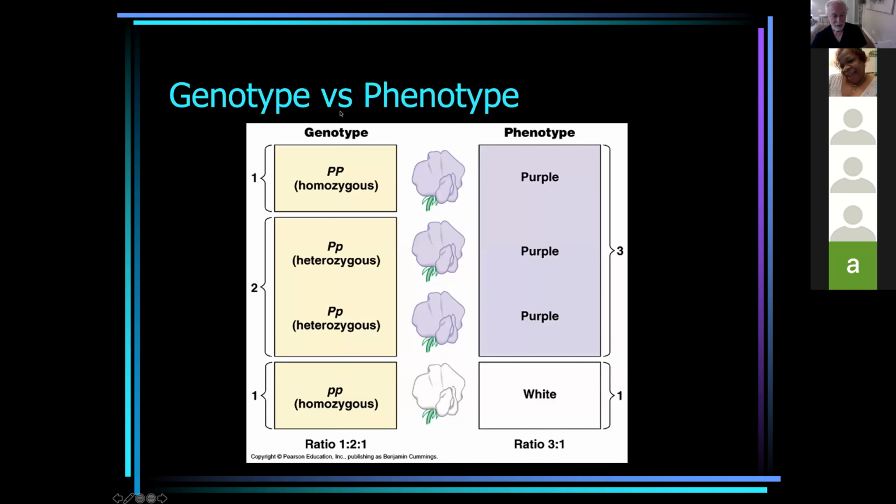Okay, genotype versus phenotype. On the left are genotypes, on the right are phenotypes. So look at the phenotypes first. In the progeny of the F2, there are 3 purples and 1 white. And the reason for that is because of the genotypes. The genotypes are a homozygous dominant, 2 heterozygous, those are all purple, and 1 homozygous recessive, that's the only one that comes out white.